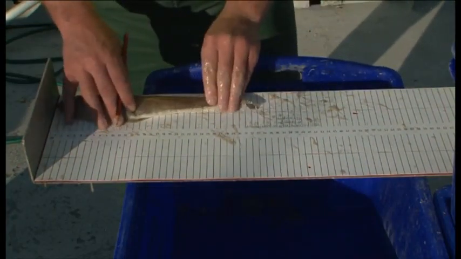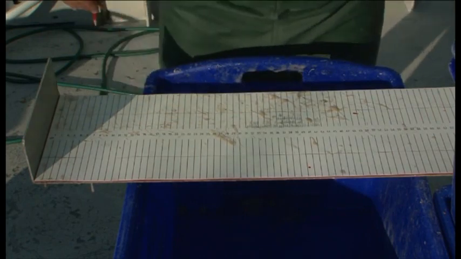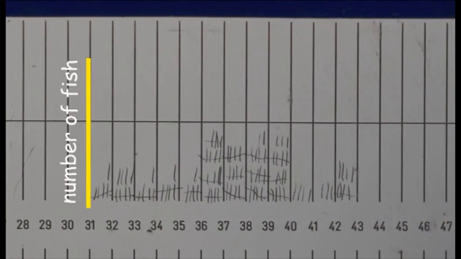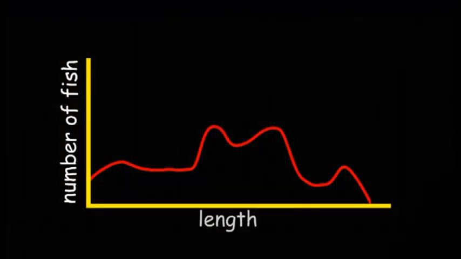Our scientist has been very busy and collected a lot of measurements into 1 centimetre categories. Looking closely at these measurements, you can see that the fish are falling into different sizes. Little ones down this end of the scale and the biggest up this end of the scale. As you can see, they're not all big or all small. Instead, what we get is a range of fish lengths which together form the length frequency distribution curve.